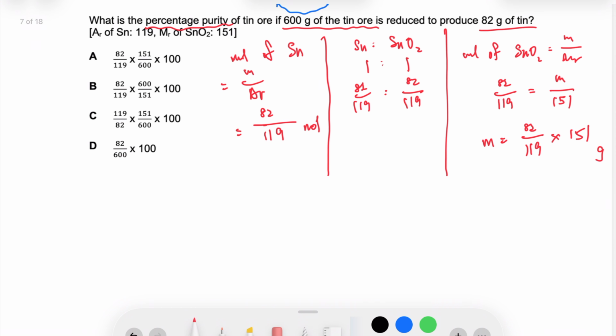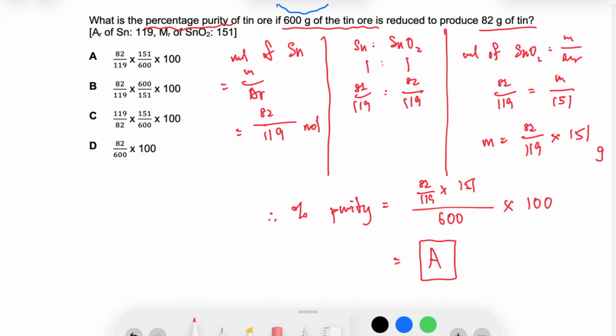But they want percentage purity, so therefore percentage purity will be this mass divided by the original, which is 600 grams, times 100%. Okay, so if you see carefully, the answer should be A.